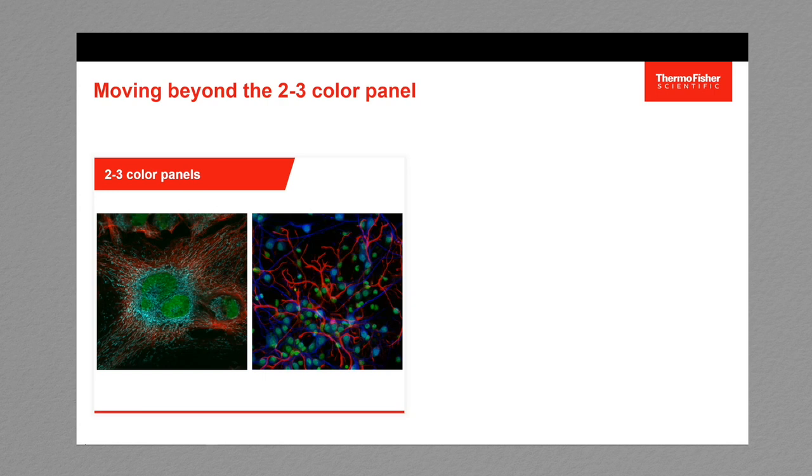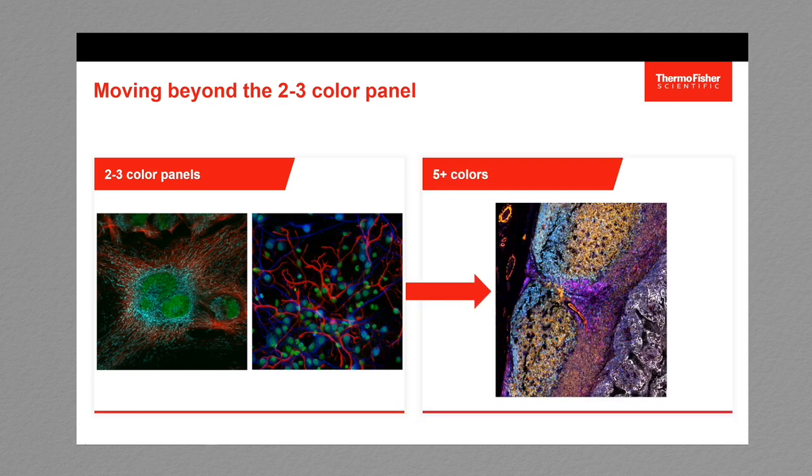But what if you want to move beyond the traditional 3-color panel and into 4, 5, or even 6 colors? Building out these types of panels requires more careful planning to minimize spectral overlap or crosstalk between your chosen fluorophores. In this tutorial, I will show you how to use Invitrogen's Fluorescence SpectraViewer to help you build larger panels and improve your selection of fluorophores.